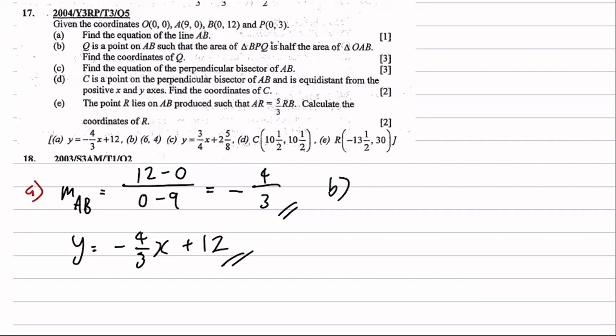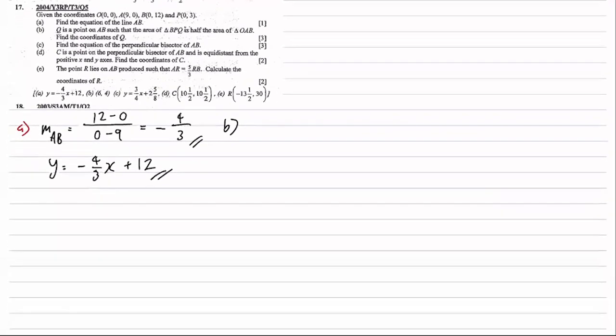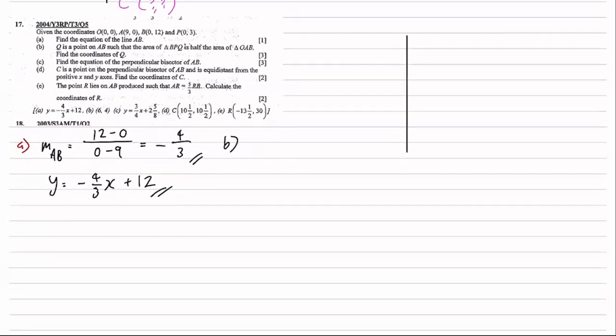Q is a point on AB such that the area of triangle BPQ is half the area of triangle OAB. Find the coordinates of Q. I have no idea what BPQ and OAB look like until I draw the diagram. So let's take a look at the diagram. How would it look? Let me just draw my axes first.